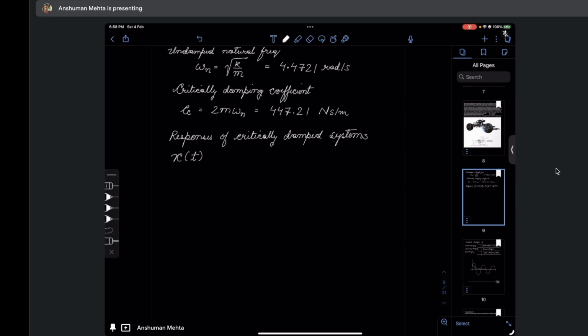So we'll carry on with the question, in which the response of a critically damped system can be written in this form: x(t) is equal to (c1 plus c2 t) e to the minus omega n t, where c1 is equal to x naught and c2 is equal to x naught dot plus omega n x naught.